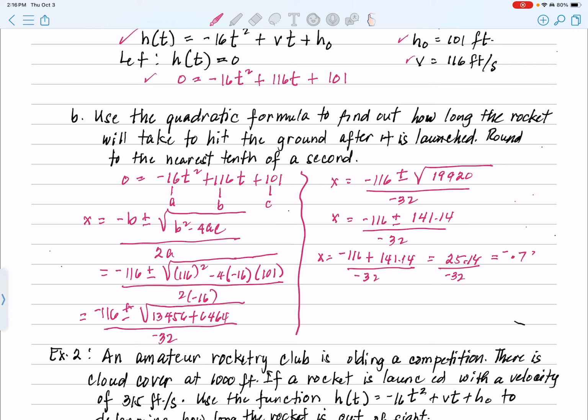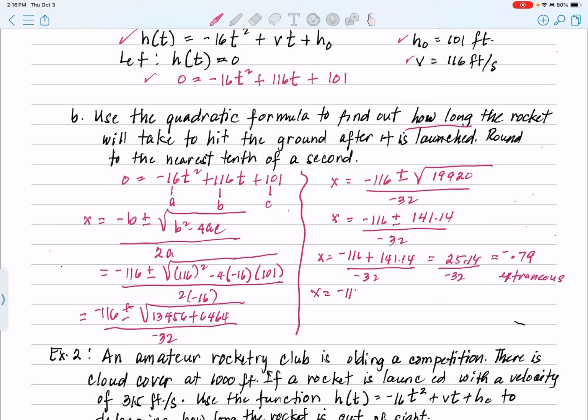0.79. Well, when you are asked for the time, because it's how long, a negative time is extraneous, right? You have to disregard this because there is no negative value of time. So that's extraneous.